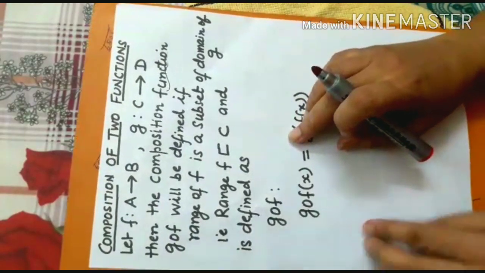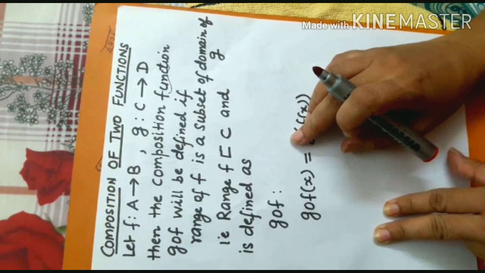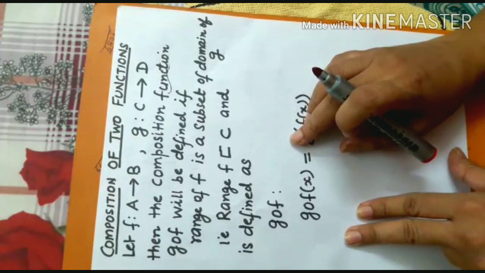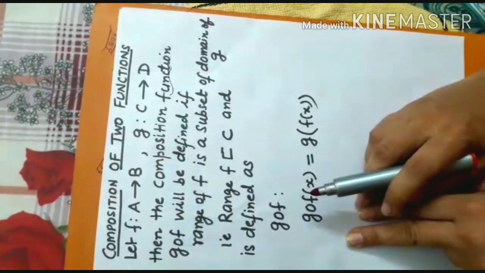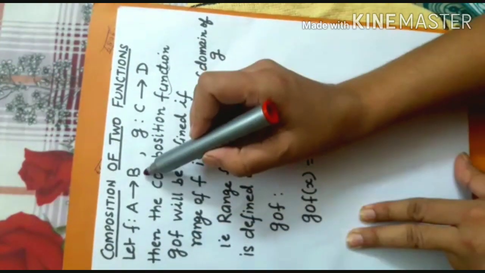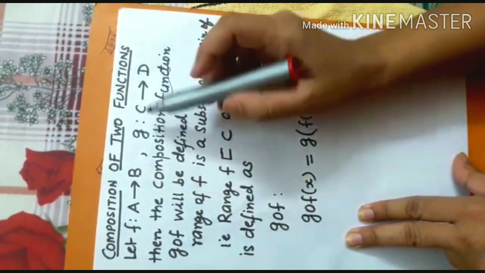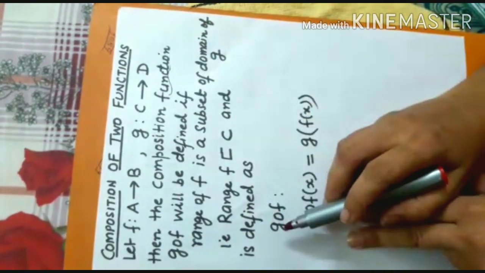So far we have discussed one-to-one function, onto function and a bijective function. Now today I will discuss composition of two functions. Let f be a function from A to B, g be a function from C to D.